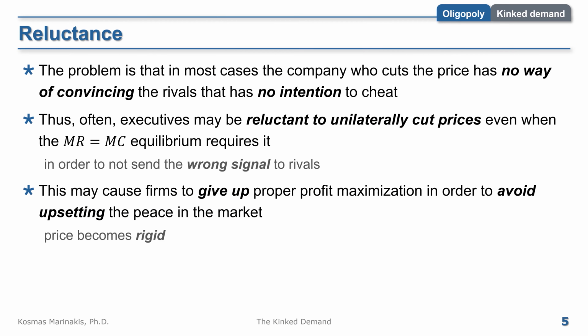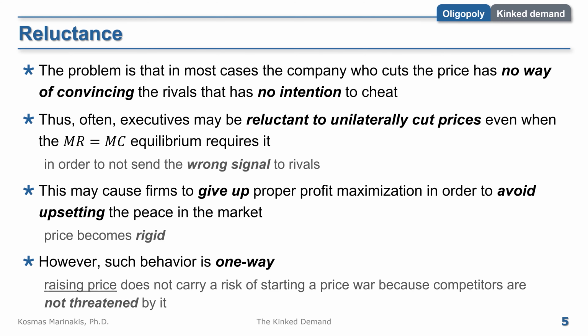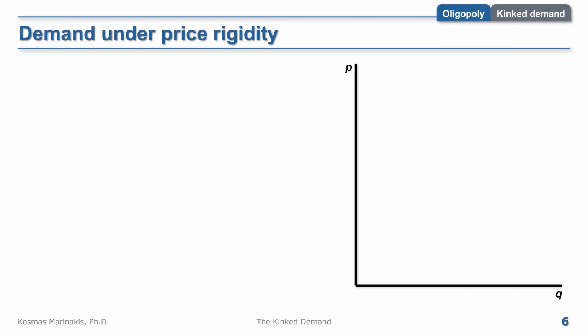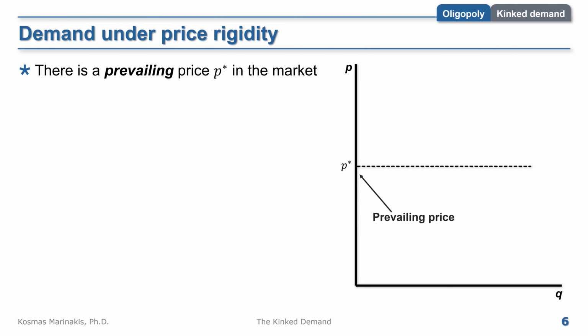So in such situations, price becomes rigid. Sellers avoid updating it. However, this behavior is one way only. If you wish to unilaterally raise the price, no one will take offense because there's no threat of undercutting there. So let's see exactly how this model works. We begin from the point where a price has already been established in this market. We do not know and we do not care how. We just know that there is a prevailing price P star.